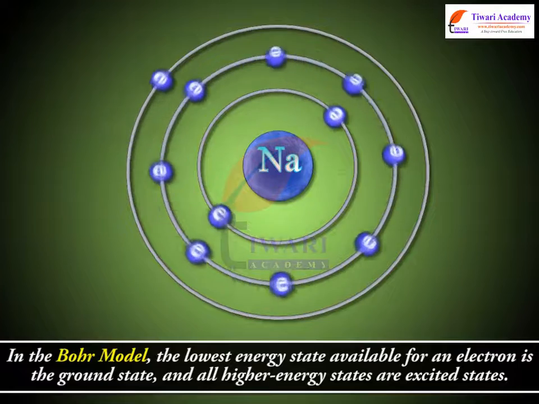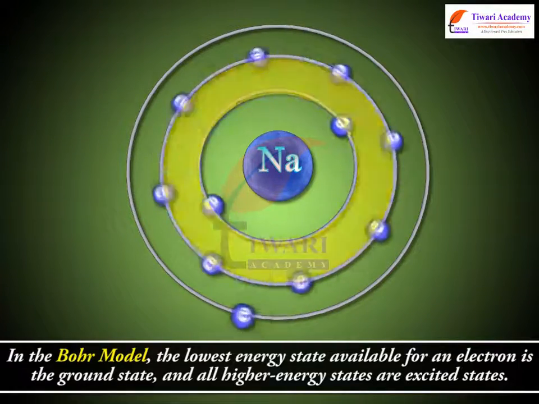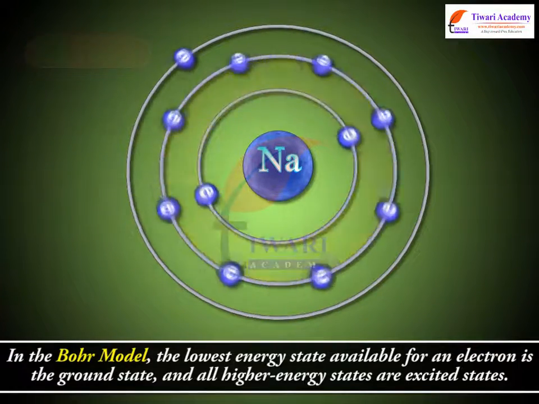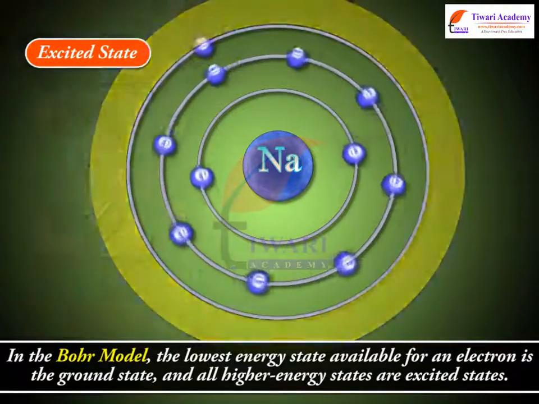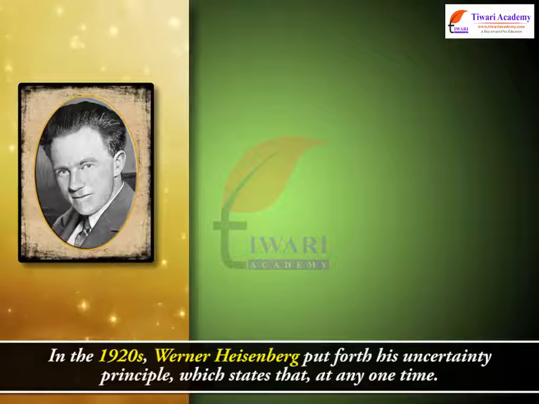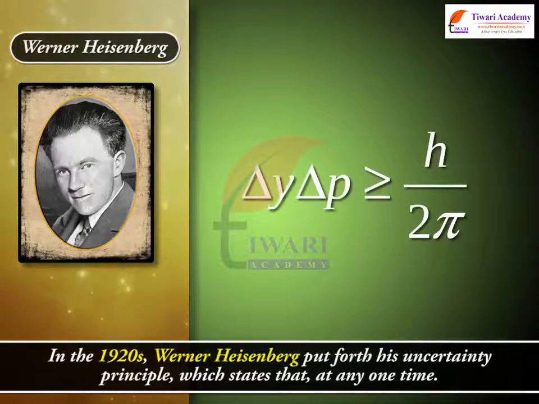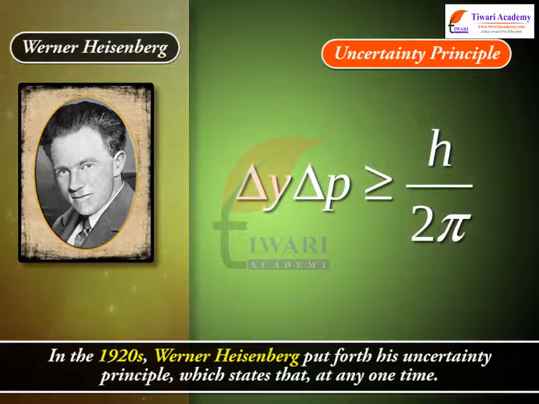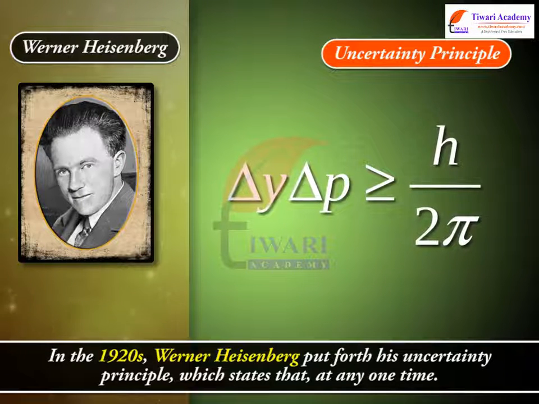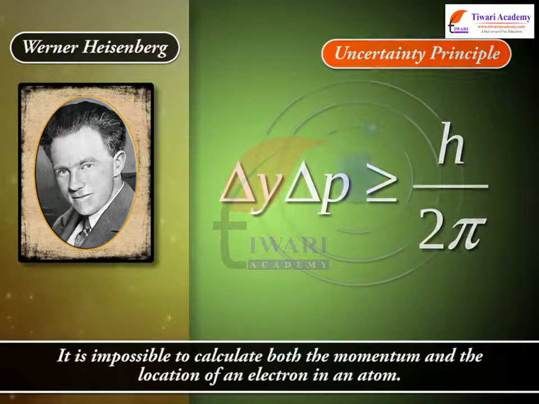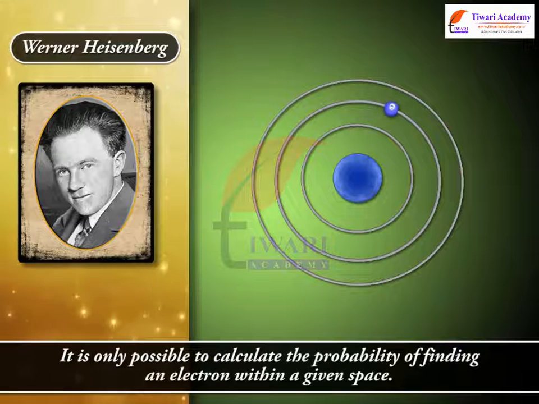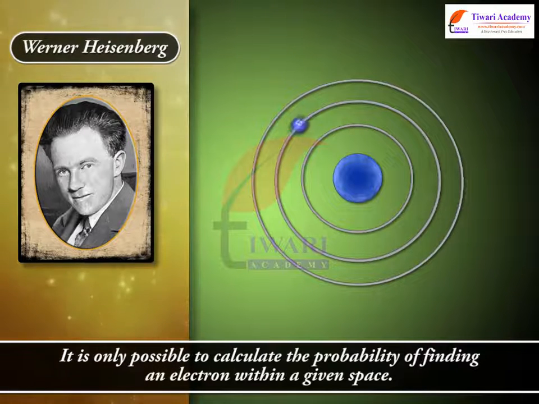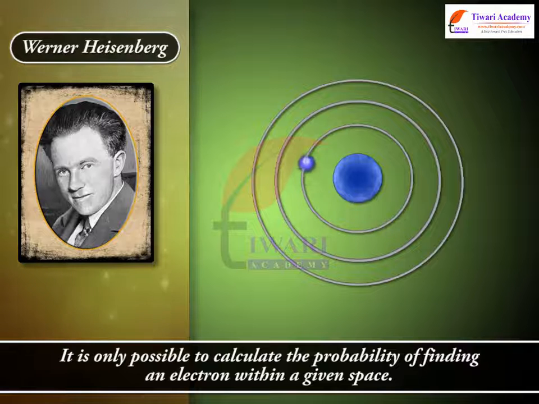In the Bohr model, the lowest energy state available for an electron is the ground state, and all higher energy states are excited states. In the 1920s, Werner Heisenberg put forth his uncertainty principle, which states that at any one time it is impossible to calculate both the momentum and the location of an electron in an atom. It is only possible to calculate the probability of finding an electron within a given space.